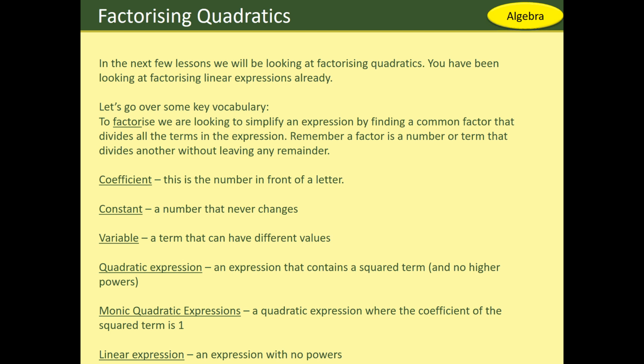We then have monic quadratic expressions, and that's a quadratic expression where the coefficient of the squared term is 1. So something like x squared plus 3x plus 2, there's no coefficient other than 1 in front of x squared. Something like 3x squared plus 7x wouldn't be a monic quadratic expression. And then we have linear expressions, which are ones which have no powers at all. So something like 3x plus 2.